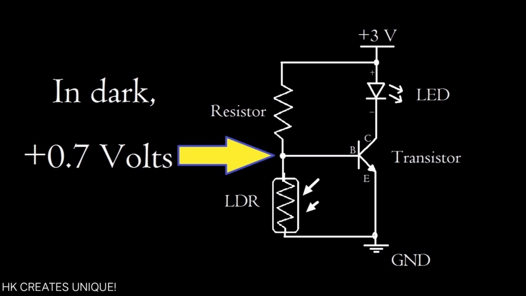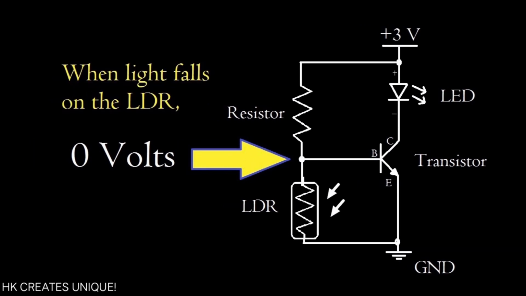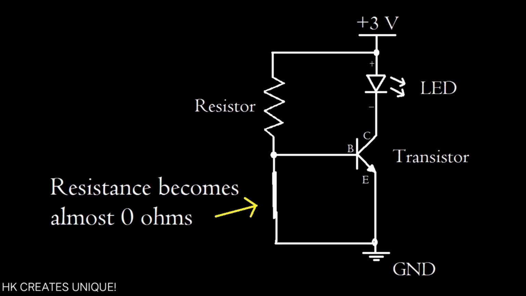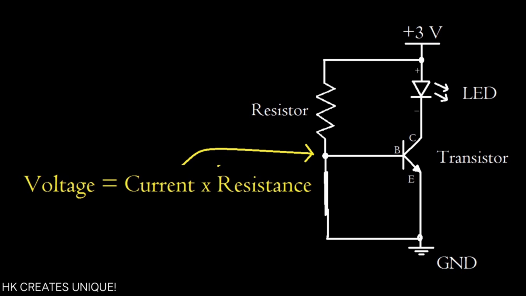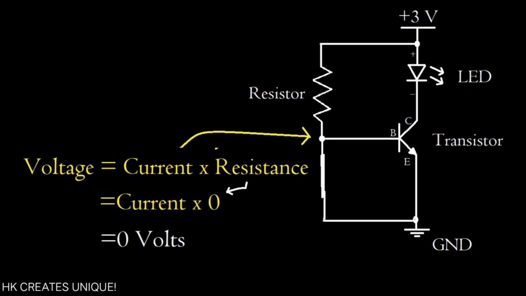At this point, when the LDR was acting like an insulator, it was positive 0.7 volts. But when the LDR acts like a conductor, the voltage at this point almost drops to zero. You can confirm it by using Ohm's law. When the LDR is acting like a conductor, resistance becomes almost 0 ohms. Therefore, voltage at this point equals current times resistance. Since resistance is 0, voltage also equals almost 0 volts at this point.